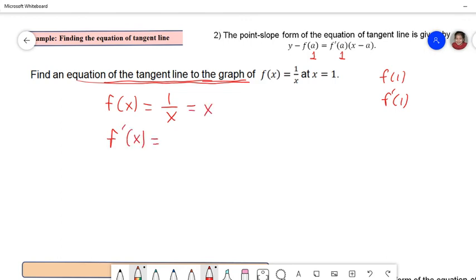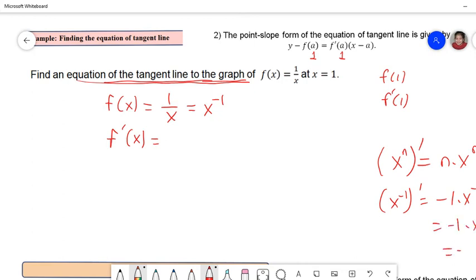I want to remind you of this one. You can write it as a power of x, which is x to the negative first power, and then you can use the power rule for the derivative: n times x to the n minus 1. So it will be minus 1 times x to the minus 1 minus 1, which is minus 1 times x to the minus 2, or minus 1 over x squared. So when you put 1 here, you get minus 1 over 1 squared, which is minus 1.